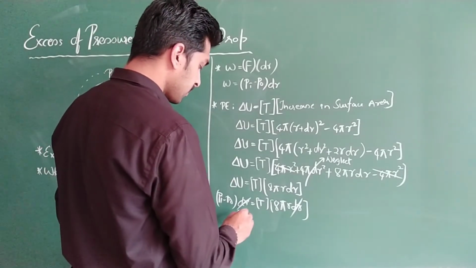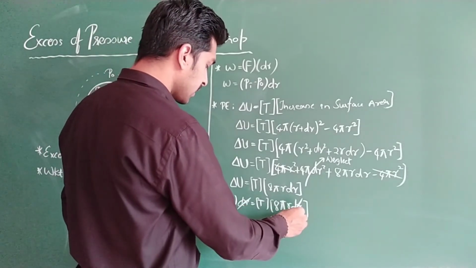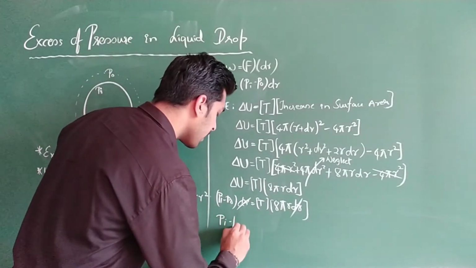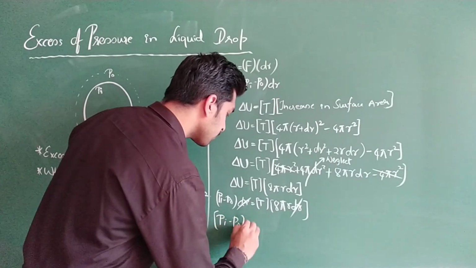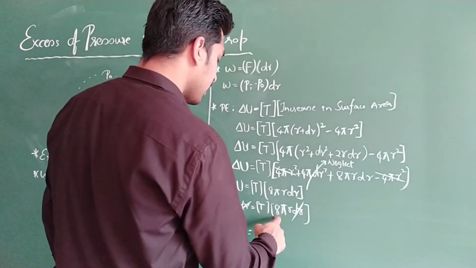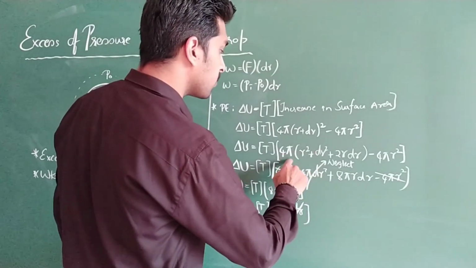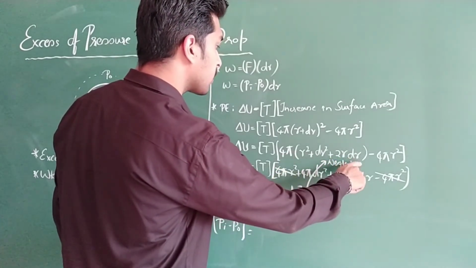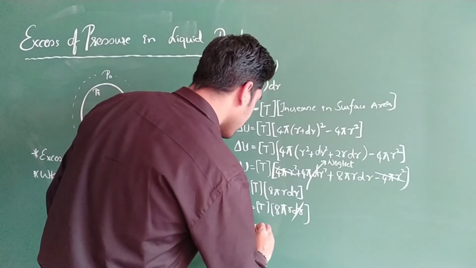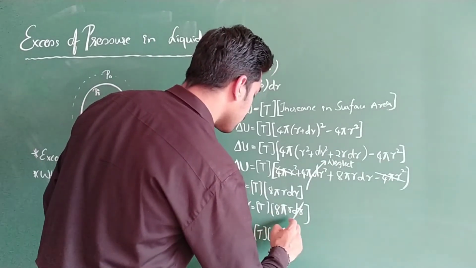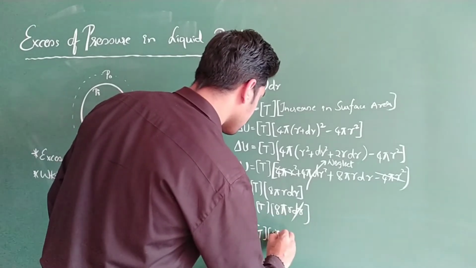Can you tell me? First of all, dr is getting cancelled. Pi minus P naught. So here we are having 8 pi. Wait here. Just check, 4 pi into 2r dr. Correct? What we are having? T into bracket 8 pi r.